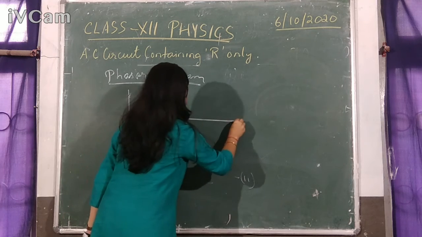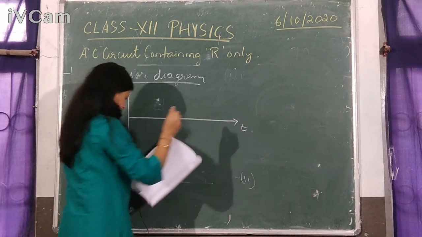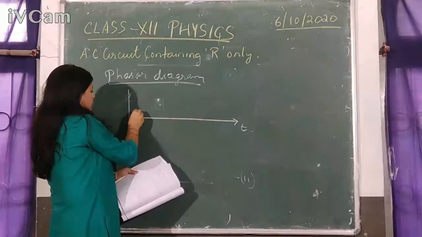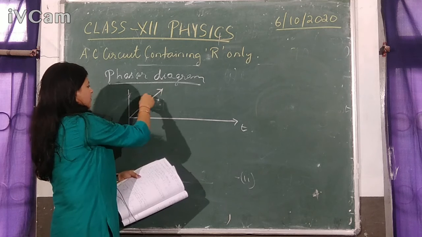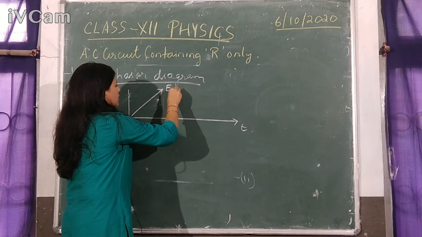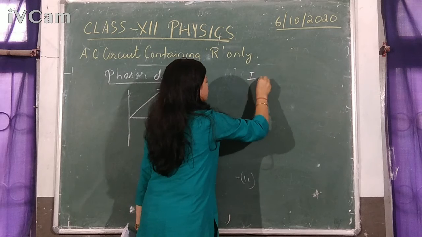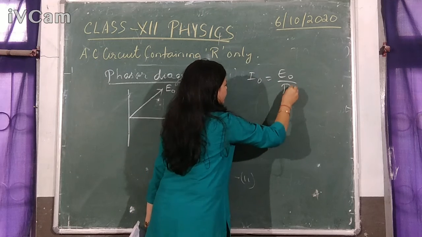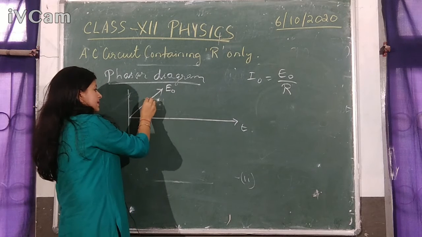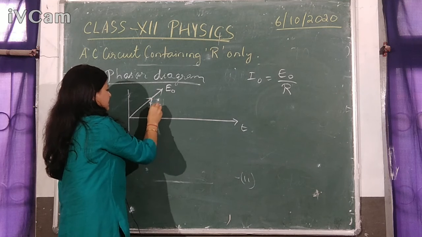Draw the two axes. Okay, plotting time here. And here we are going to just put an arrow. This arrow is the phasor diagram for R, the peak value of alternating EMF, that is E naught. Now you know I naught is equal to E naught by R. That means the value of I naught will be slightly smaller than the value of E naught, and they are in the same phase. That means here if I draw an arrow, this will be representing E naught.